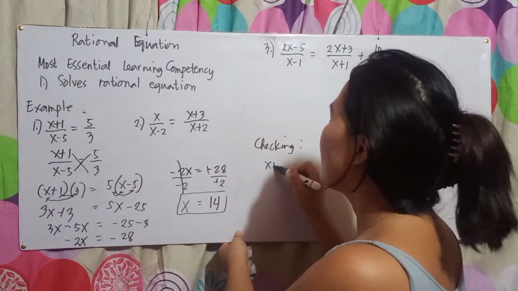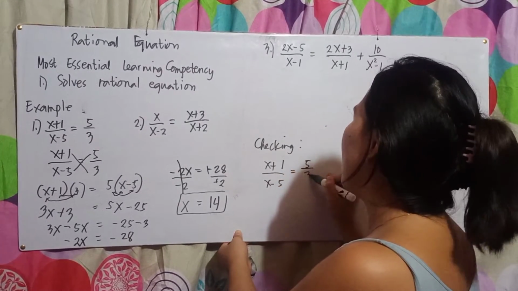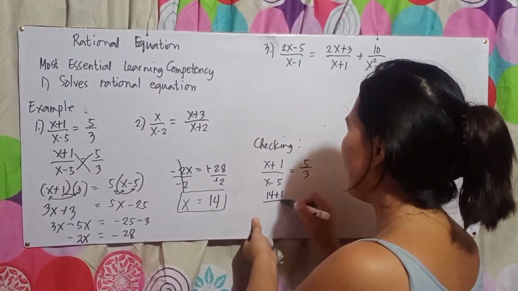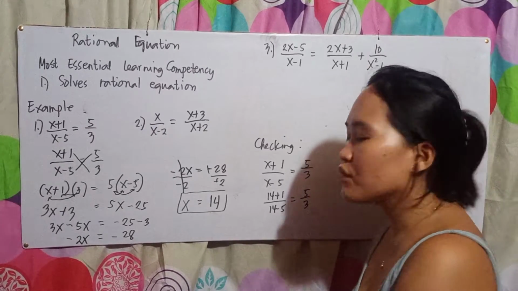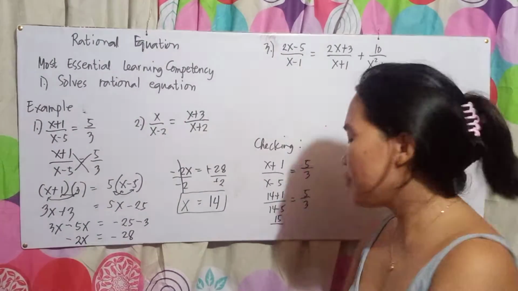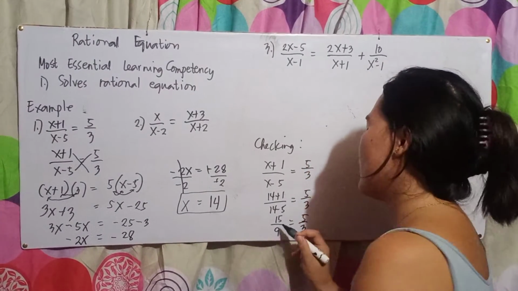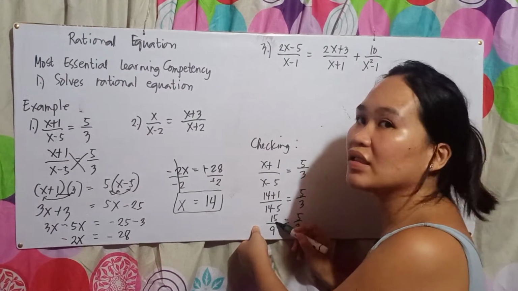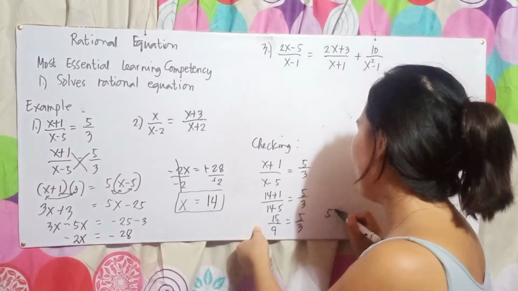So, pag i-checking na to na, ang given is x plus 1 over x minus 5 equals 5 third. So, 14 man ang value sa x. So, 14 plus 1 over 14 minus 5 equals 5 third. So, 14 plus 1 is 15 over 14 minus 5 is 9 equals 5 third. So, ang 15 over 9, i-reduce sa lowest term. Ang 15, ma-divide man siya sa 3. So, 15 divide 3 is 5.